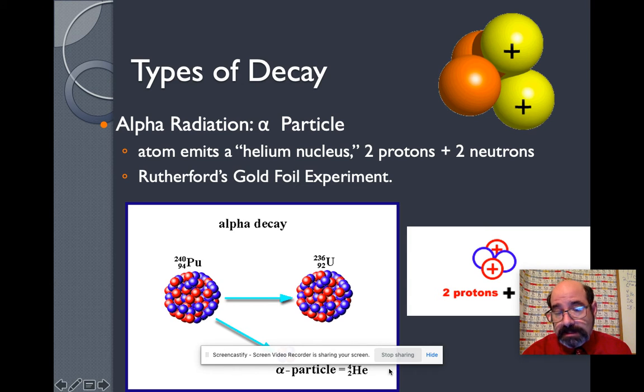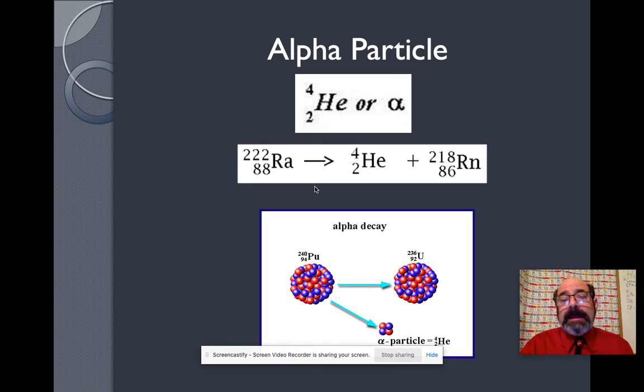So 2 protons on the bottom. 2 plus 2 is 4. So that's the mass. So it's helium. That's where helium comes from. We'll talk about that later. And it was used in Rutherford's gold foil experiment, the alpha particles. And here's the equation we have for helium.